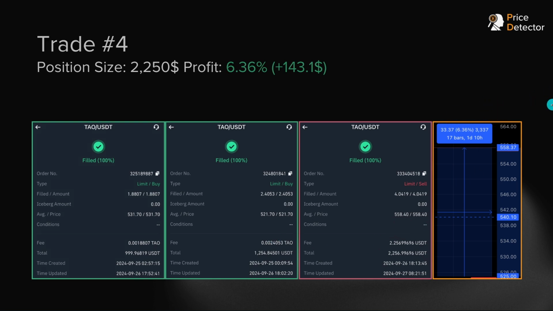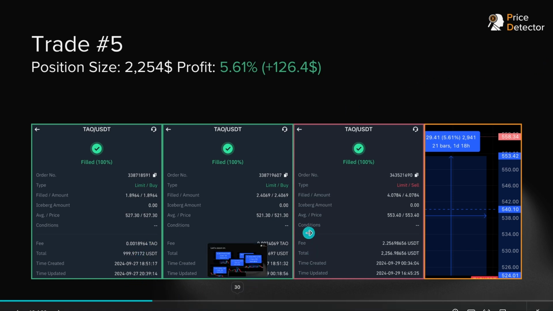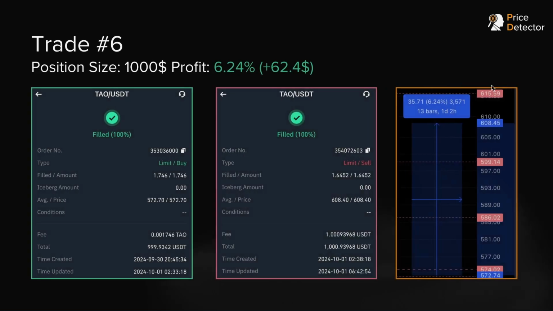558.4 under 15 hours. A fifth trade just before the last, a position size of $2,254, profit of 5.61%. This span under 2 days. First buy was on the 27th, second buy on the 29th, and then an exit at the 553.4 mark. $126 in profit. A sixth trade, guys.